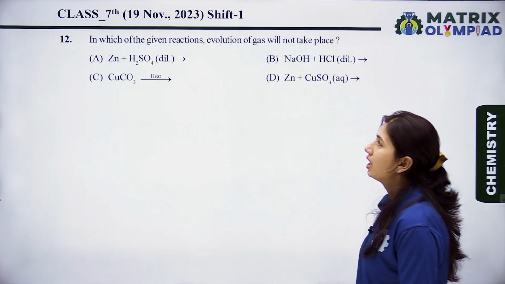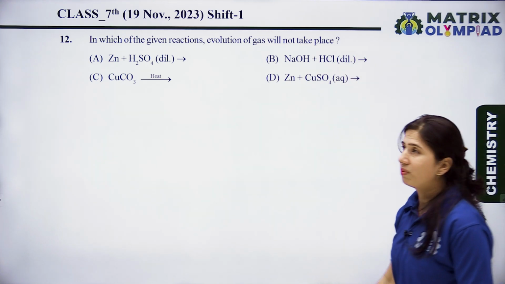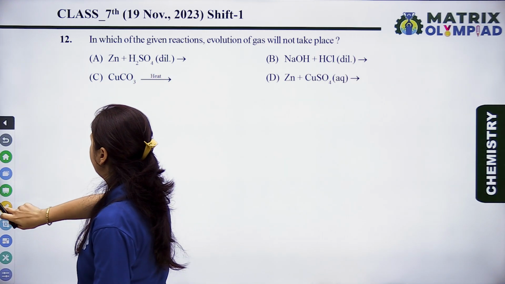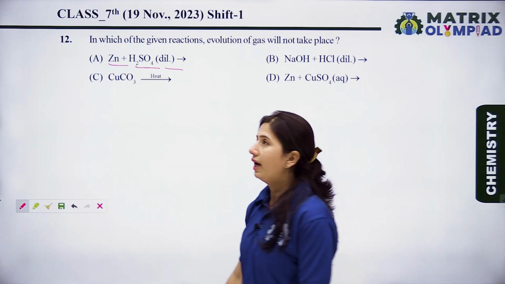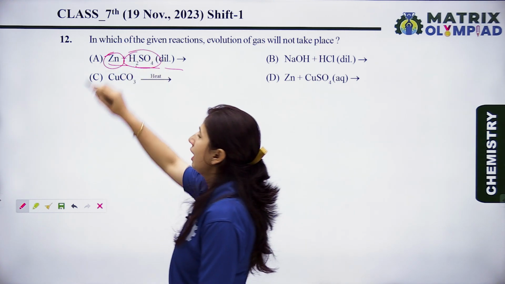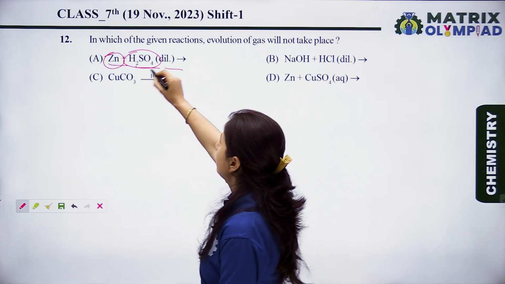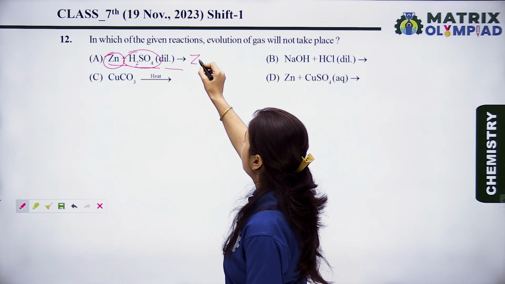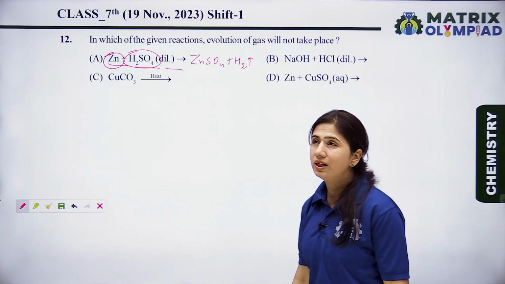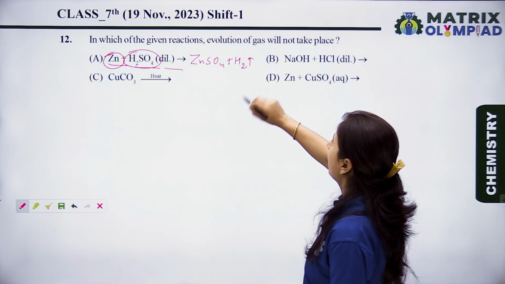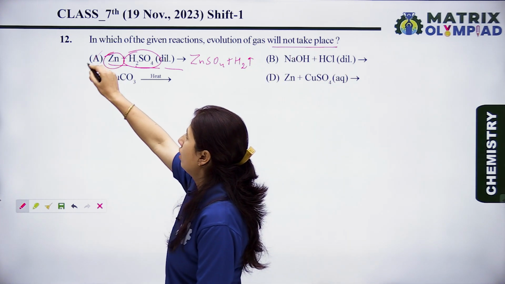The next question is, in which of the given reactions will evolution of gas not take place? Okay, so now let's see the options. The first option is zinc plus H2SO4. We know that when we react any metal with an acid, it produces salt plus hydrogen gas. It means when zinc reacts with H2SO4, it produces zinc sulfate and hydrogen with a pop sound. So this releases hydrogen gas. In the question it's asked that evolution of gas will not take place, so it's a wrong option.